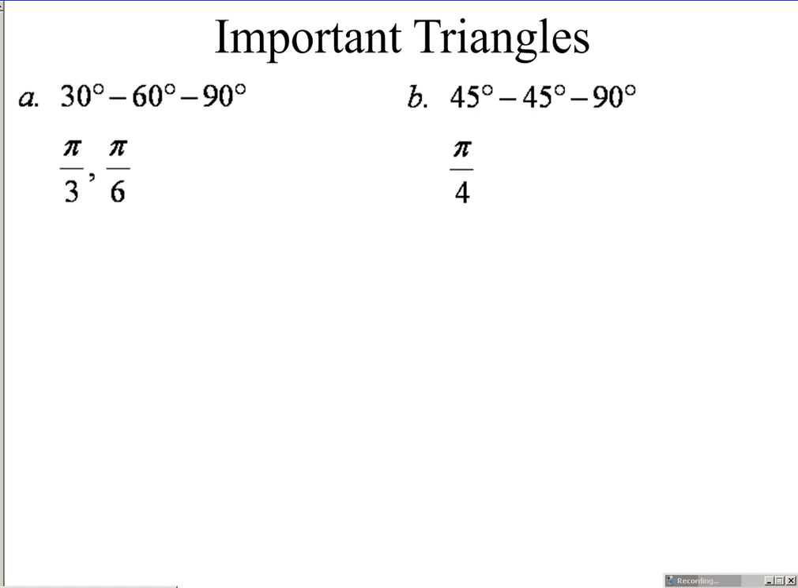2 triangles that you must know to be successful in this chapter are the 30, 60, 90 right triangle and our 45, 45, 90 right triangle. Pi over 6 is the same as 30 degrees. Pi over 3 is the same as 60 degrees. Remember, pi radians is 180, so 180 over 6 is 30, 180 over 3 is 60. 30, 60, 90 triangle, you must know this relationship.